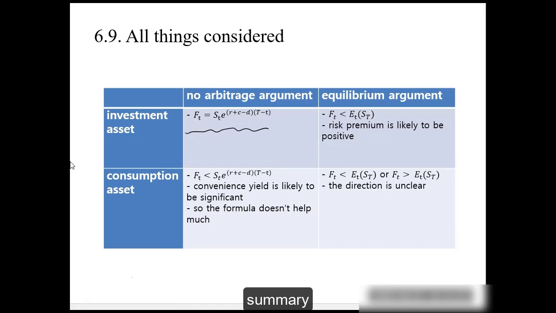So the relationship between current forward price and current spot price depends on whether the underlying asset is investment asset or consumption asset. That is, whether there's convenience yield or not. If there's no convenience yield, we have the exact formula relating current forward price to current spot price. If the underlying asset is consumption asset, we know which one is greater, but we don't know the exact relationship.